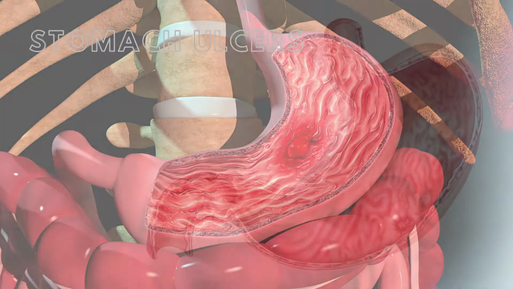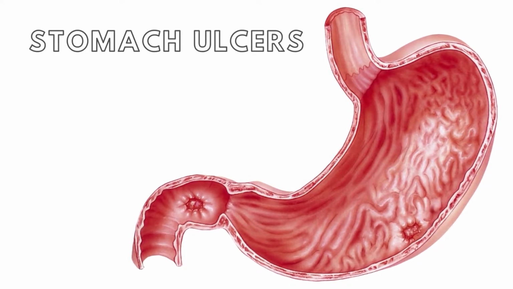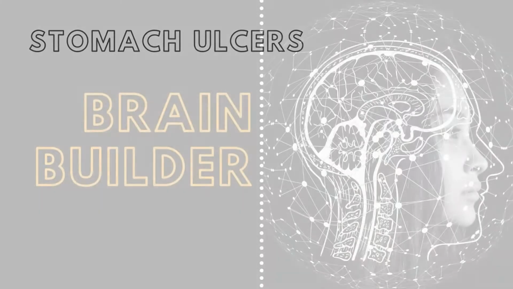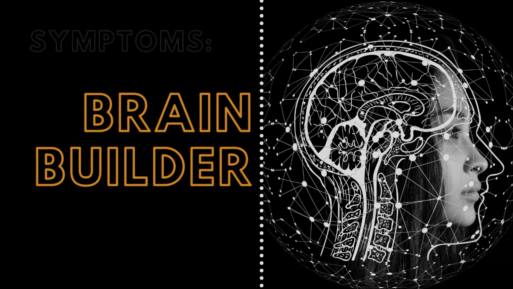Between 6 and 10% of the U.S. adult population is diagnosed with some form of ulcer each year. Next, we will look at the symptoms, causes, and treatments for stomach ulcers, and finally give a patient example.